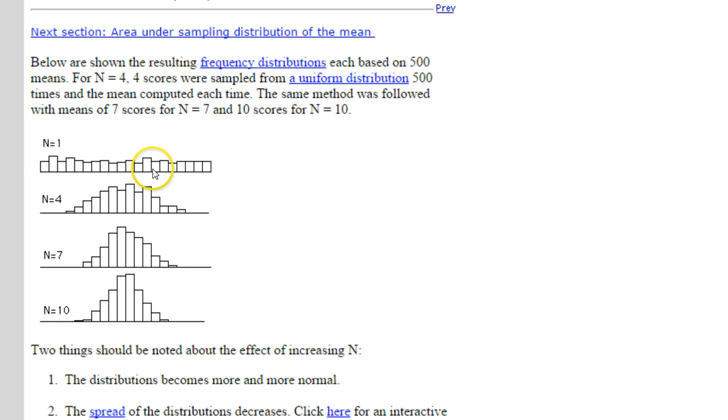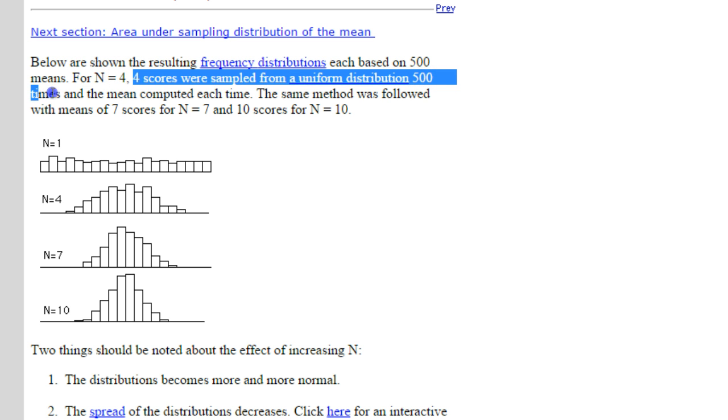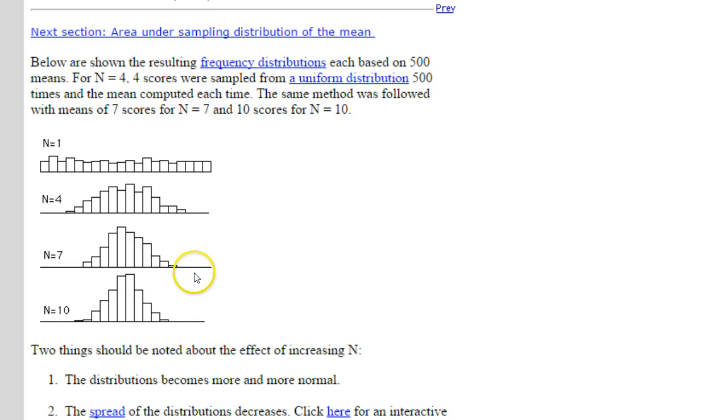And so this is an example of what the central limit theorem is. And remember, n is not the number of items in each object, but it's actually the number of scores used for each mean. So remember, for n equals 4, 4 scores were sampled from a uniform distribution 500 times. So you did it 500 times, but you did 4 scores. You selected 4 scores at a time, okay? All right?